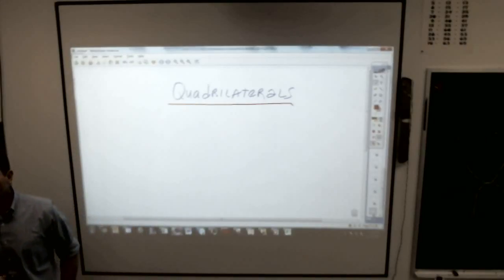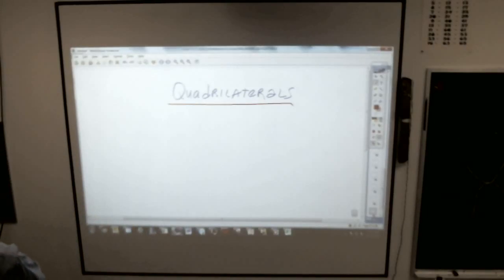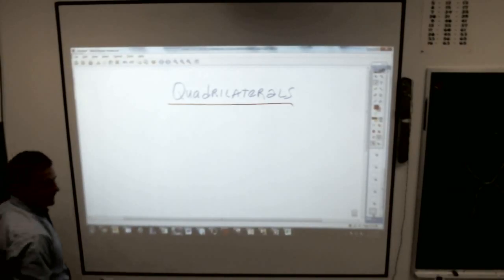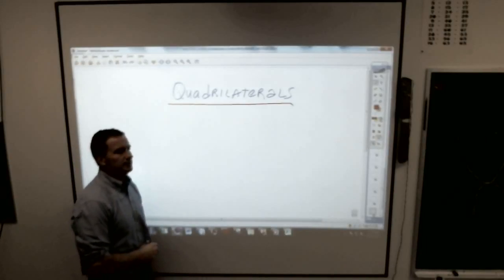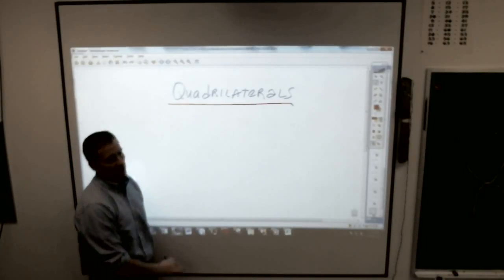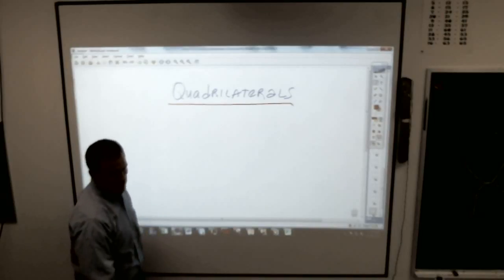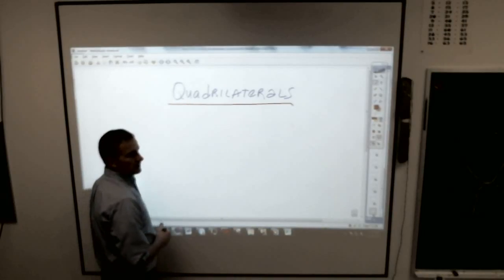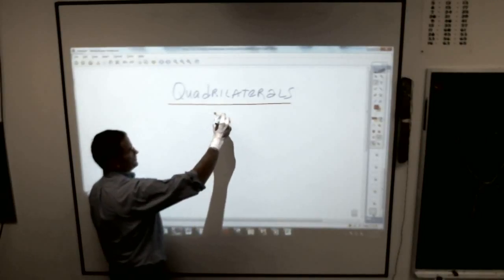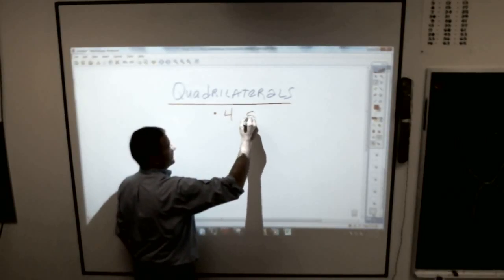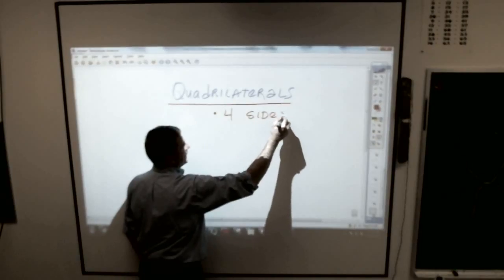Quadrilaterals. I'm back to this here. If you remember, we talked about quadrilaterals. They are a polygon. What type of polygons are they, Kate? A quadrilateral is what special type of polygon? Polygon means anything of all sorts of sides. Quadrilaterals are? There you go. 4 sides. Everything we talk about today will have 4 sides to it.